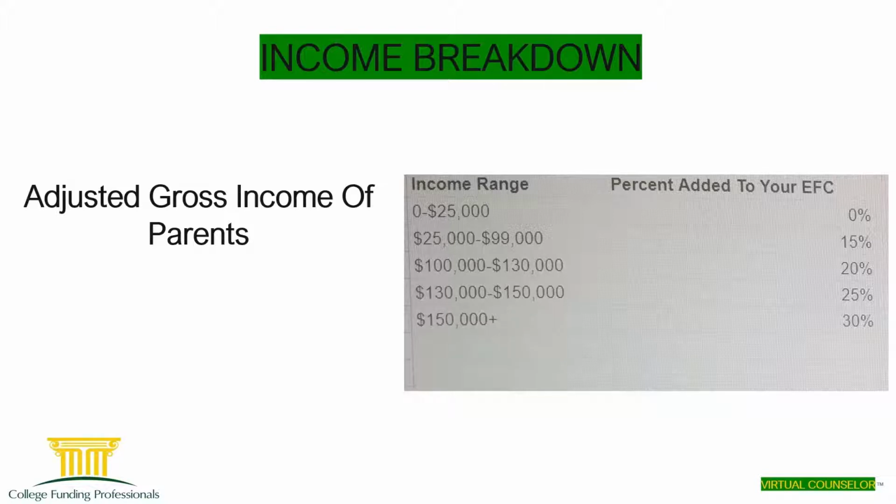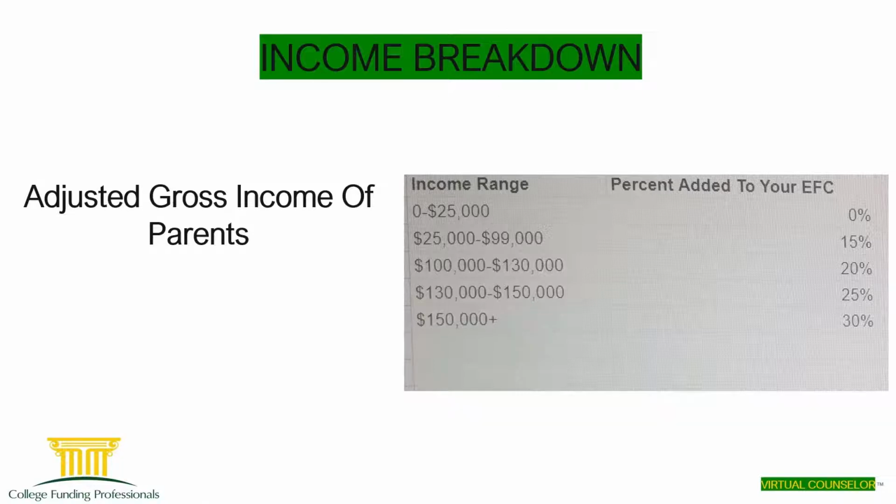So for adjusted income for parents, if there's a range between 0 and 25,000, it's an automatic 0% as far as your expected family contribution. Okay, that's an automatic. 25,000 up to 99,000, take about 15% of the number, and that's going to be what they're going to use as the income portion to compute your expected family contribution. 100 to 130,000, take about 20%. 130 to 150,000, 25%, and when you get above 150,000, they're going to take about 30%.